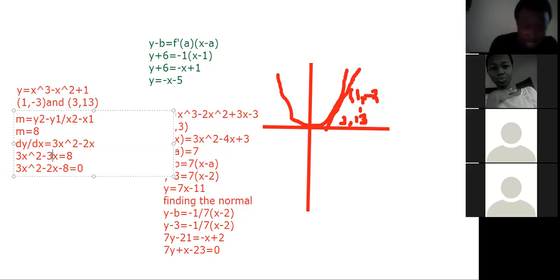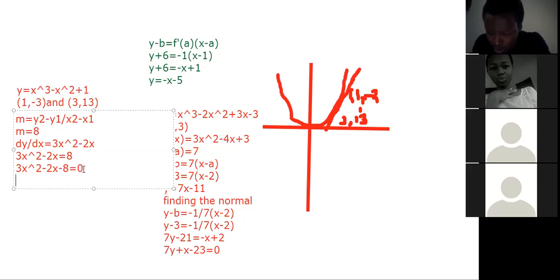We can punch it on our calculator, or we can factorize to get our answers. When we factorize, what are you getting? We are going to get x is equal to 2 and x is equal to negative 4 over 3. So we have these two values, these are x coordinates. That's what we are finding.